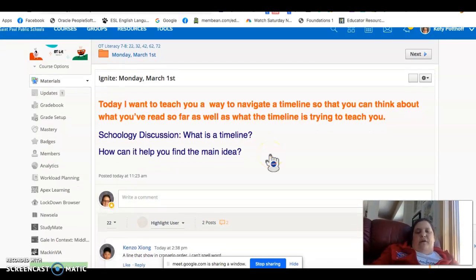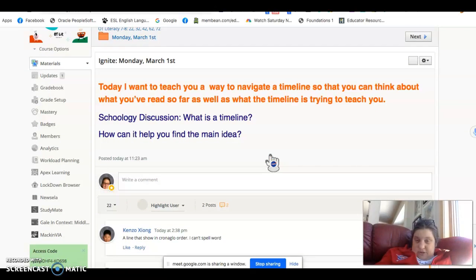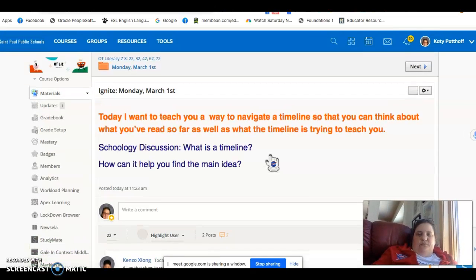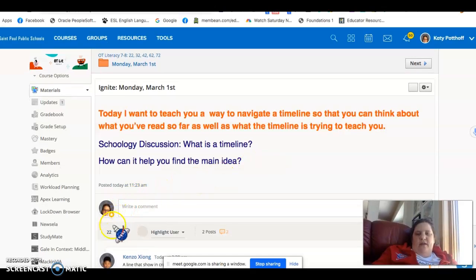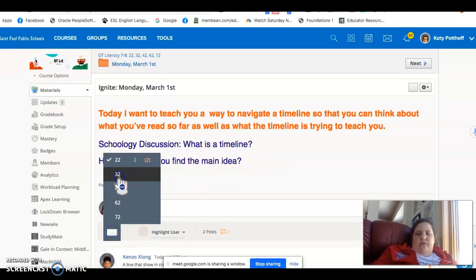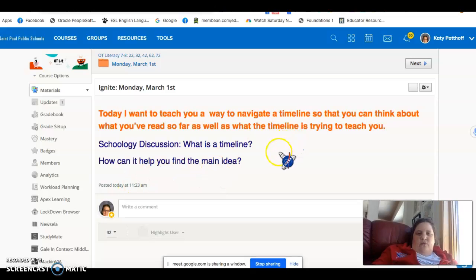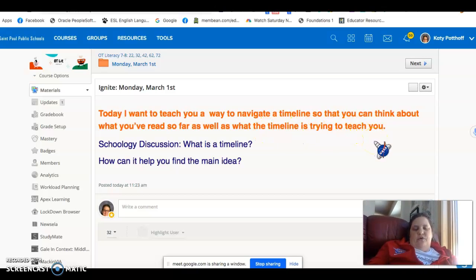We are going to start with Ignite. So last week we learned about charts and graphs. This week is timelines. So your timeline question is, what is a timeline and how can it help you find the main idea? Today I want to teach you a way to navigate a timeline so that you can think about what you've read so far as well as what the timeline is trying to teach you.